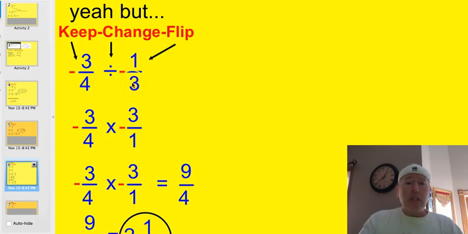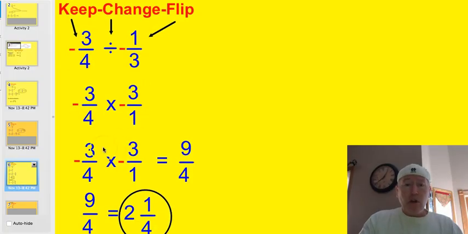All right, well, let's just do an example here. So we have -3/4 divided by -1/3. Well, we're going to keep that first fraction just the way it is, so -3/4. We change the sign to multiplication, and then we flip this one from 1/3 to 3 over 1. So multiply straight across just like we normally do.